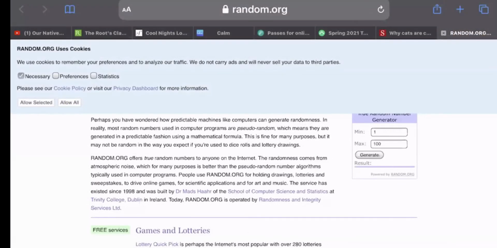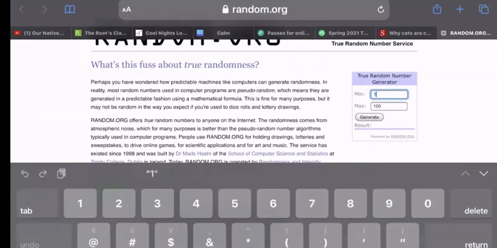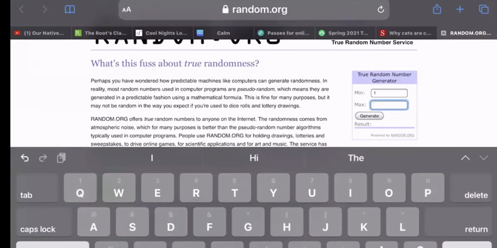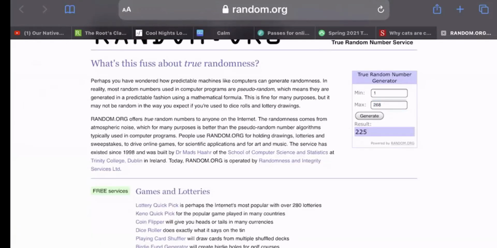Okay, so we can use the random.org. And what you're going to do is the random number generator. Now, you're going to pick a number from 1 to 268 because that's where our max is. And we're going to click generate. 255. So write down 255 on your paper and then press it again. Don't copy my answers. Do your own, please. Okay, I'm just showing you how it works.